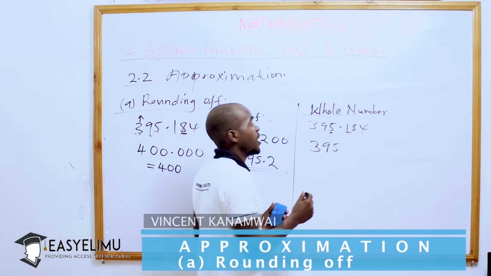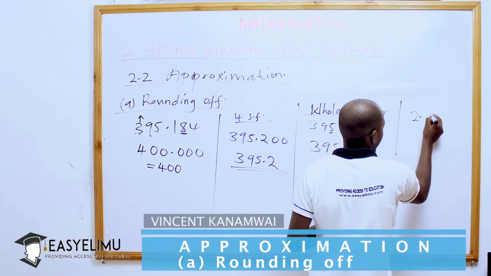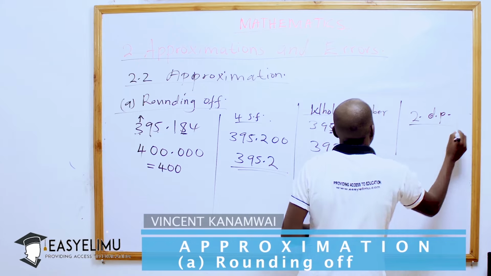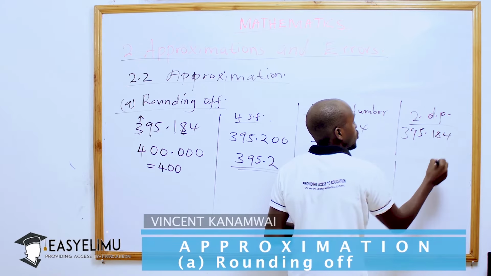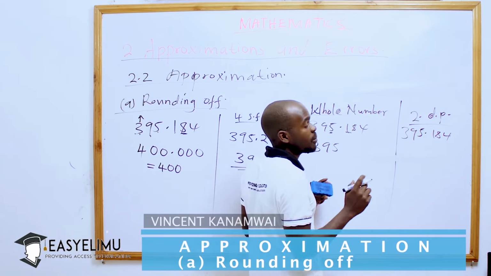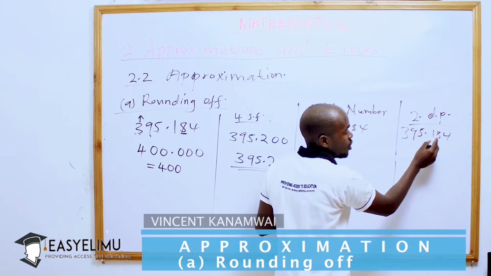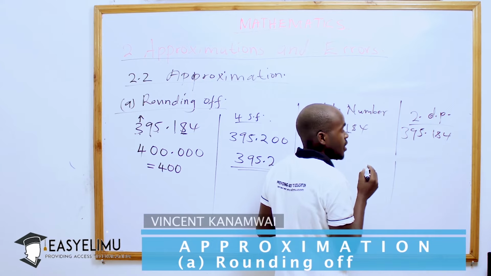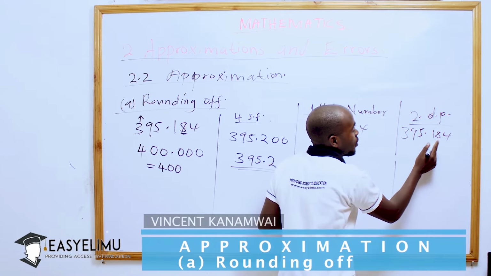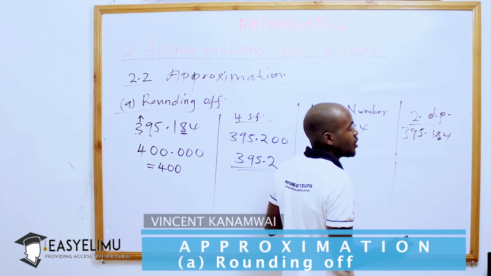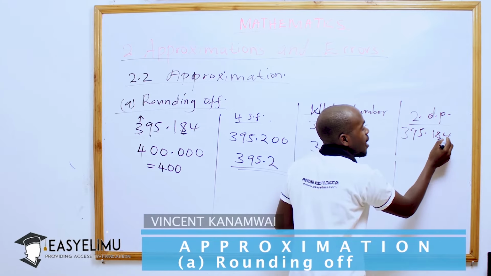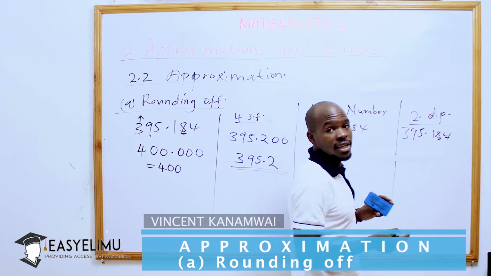So to 2 decimal places, we can round off 395.184 to 2 decimal places, and you will find 2 decimal places, we have 1, 2 after the decimal place. So we need to round this number. The number which is to be rounded off is number 8. But on looking at the adjacent number on the right, we find it is 4.